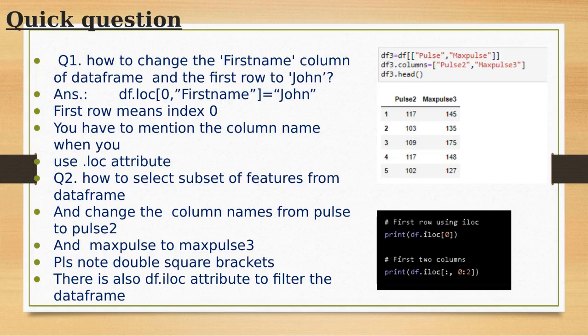Question 2. Suppose we want to create a new data frame that contains only the pulse and max pulse columns. Notice that we use double square brackets because we are selecting multiple columns. If we use only one pair of brackets, Pandas assumes we are selecting a single column.